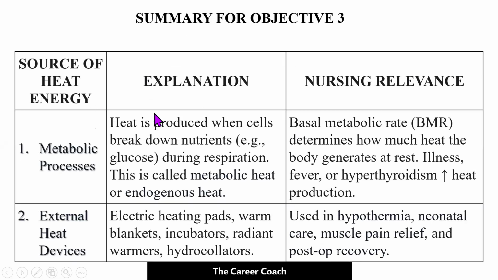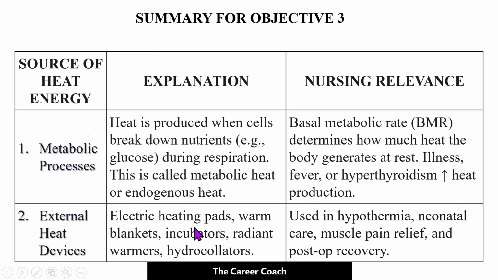Let's look at the summary of what we just discussed. Sources of heat energy, their explanation, and nursing relevance. Number 1 is metabolic processes. Heat is produced when cells break down nutrients. Example, glucose during respiration. This is called metabolic heat or endogenous heat. Basal metabolic rate determines how much heat the body generates at rest. Illness, fever, or hypothyroidism lead to an increase in heat production.